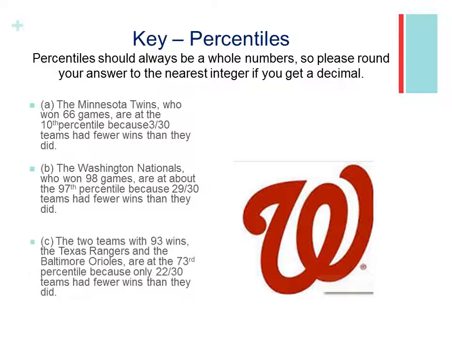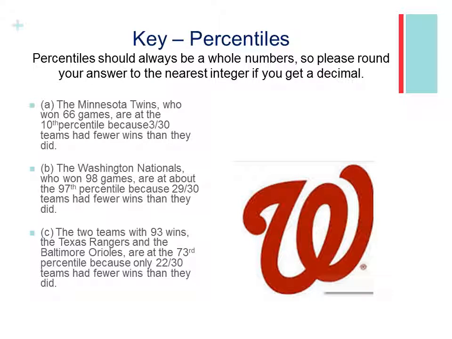29 scored below them. Okay, the 2 teams with 93 wins, which were the Texas Rangers and the Baltimore Orioles, are at the 73rd percentile because only 22 of the 30 teams had fewer wins than they did. Okay, so you're not going to include either one of the 93s, just everything below both of the 93s, which there were 22 observations out of the 30.